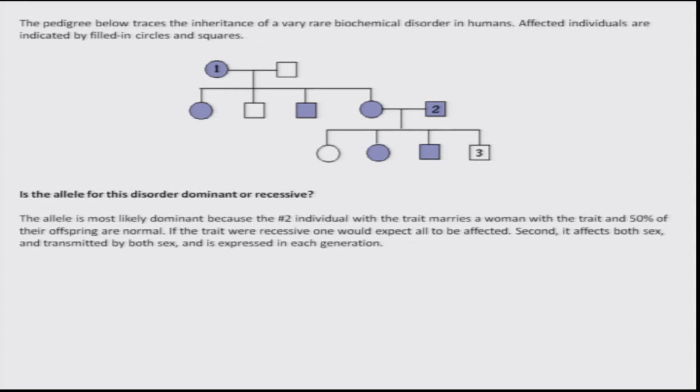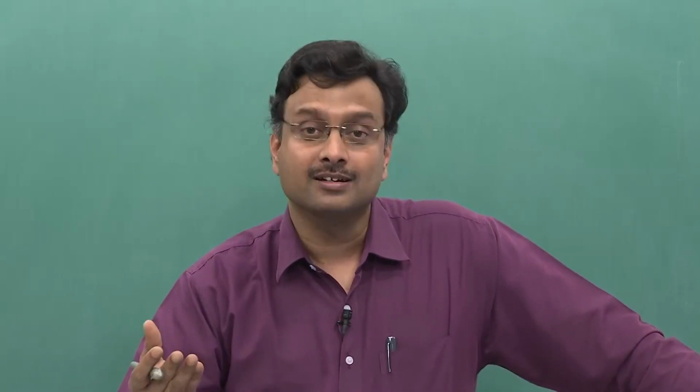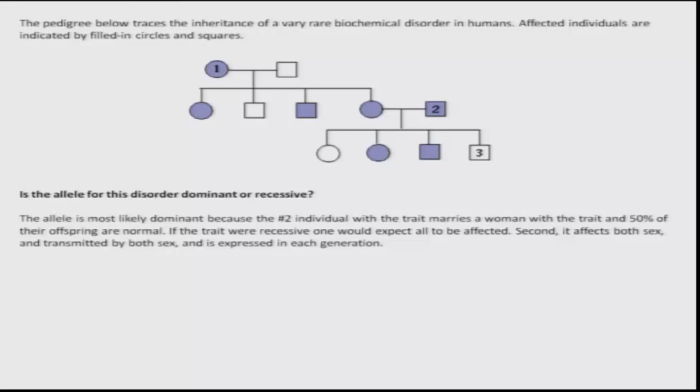It's very easy because we have discussed already that if a phenotype affects both male and female and is transmitted by both male and female, and if one of the parents is affected and the offspring is also affected, it is likely that it is an autosomal dominant disorder. So the allele is most likely dominant, because if you look here, for example, you would find one of the parents affected, and likewise anywhere that you go. So this is obviously an autosomal dominant disorder.